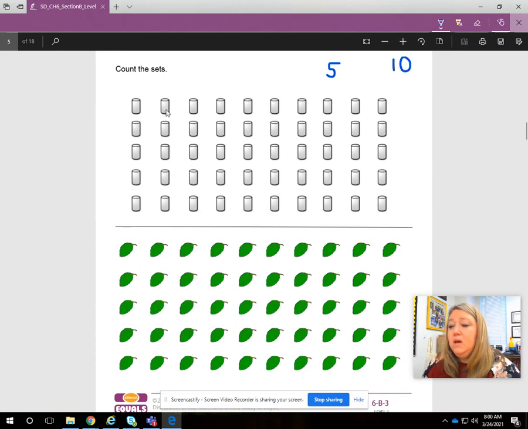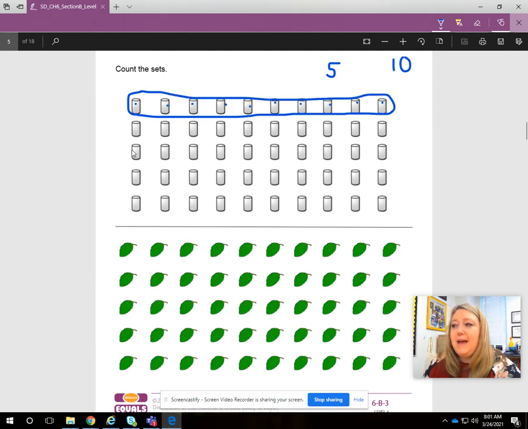Okay, so for this first group, we have some cylinders. We have 1, 2, 3, 4, 5, 6, 7, 8, 9, 10. There's 10 across. So I can make these into a set by just circling them. Okay, so I circle the set, and now I have 10 in this set.